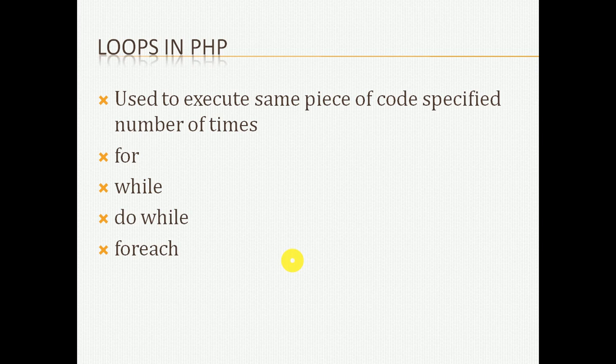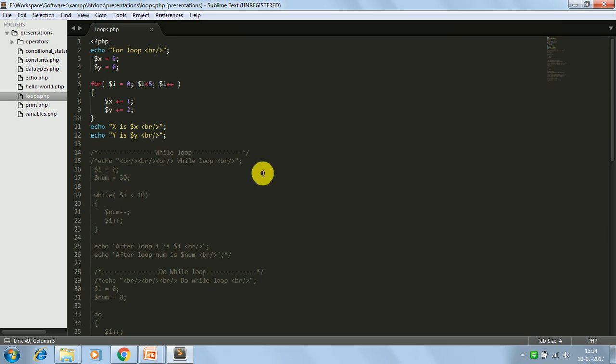We will go through each of them with the help of an example. Okay, so this is the example which I have created. First we will look into the for loop. Here I have initialized $x is 0, $y is equal to 0. Now this is the for loop in which we have initialized $i equal to 0. This is the condition, $i less than 5, which means until $i is less than 5 the code will enter into this loop, else it will break.